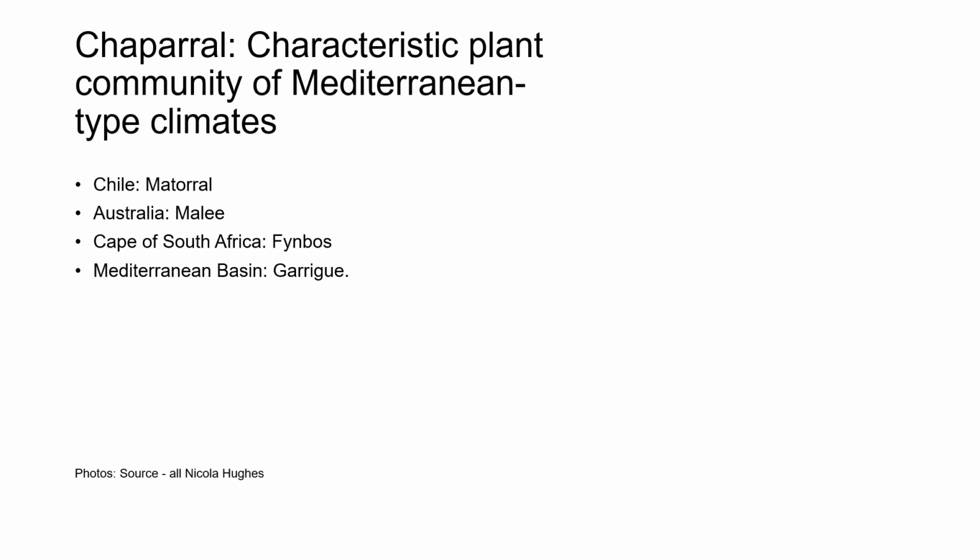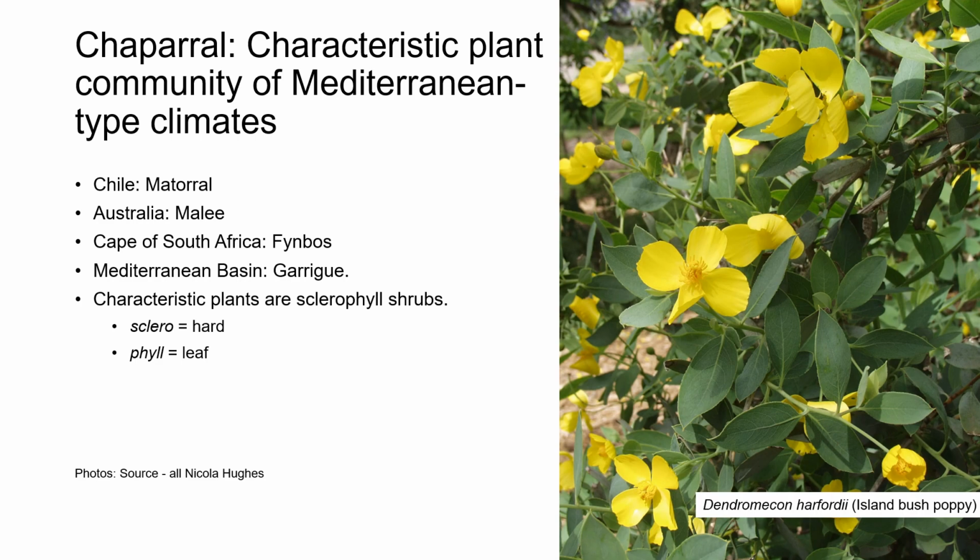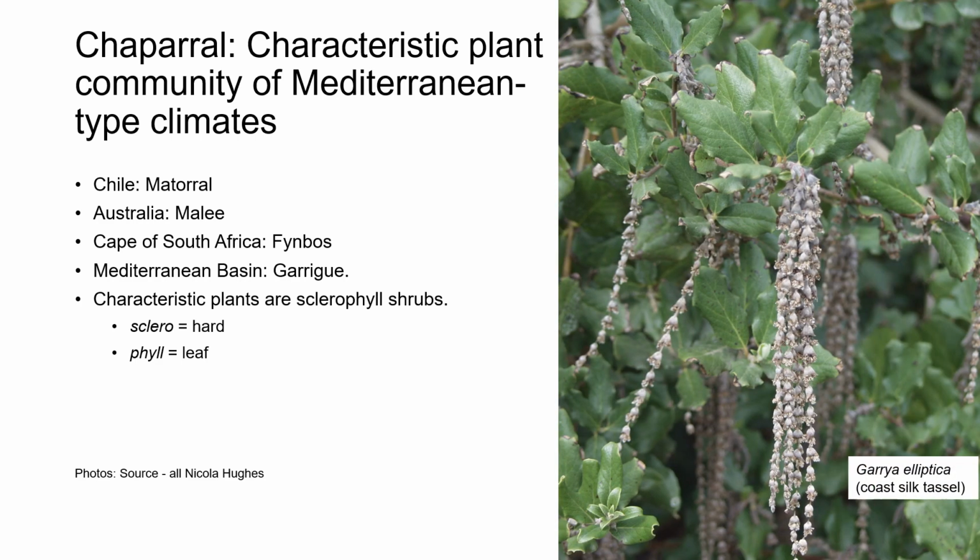The characteristic plants in chaparral plant communities in all 5 of the Mediterranean-type climate regions are relatively large evergreen shrubs that are taller than 6 feet tall, with sclerophyll foliage. The word sclerophyll is derived from the Greek words sclero, meaning hard, and phyll, meaning leaf. It's the term applied to the tough, thick, leathery leaves of shrubs such as manzanita, bush poppy, and silk tassel.